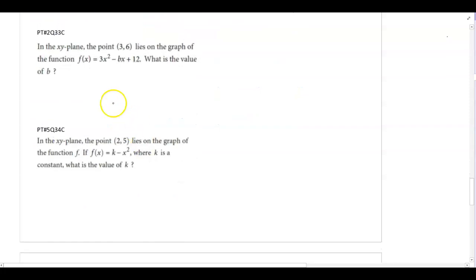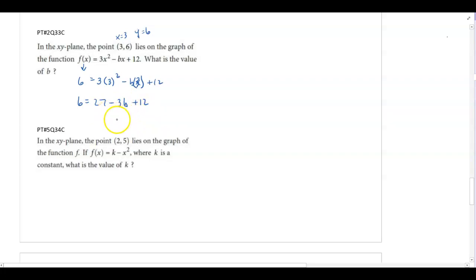Okay? Now, next one. In the xy plane, the point (3, 6) lies on the graph of the function 3x squared minus bx plus 12. What is the value of b? Well, in this, I know x equals 3 and y equals 6. So what I'm going to do is substitute those in. This gets replaced with 6 equals 3 times 3 squared minus b times x, which gets replaced with 3, plus 12. So 6 equals 3 squared is 9. 3 times 9 is 27 minus 3b plus 12.